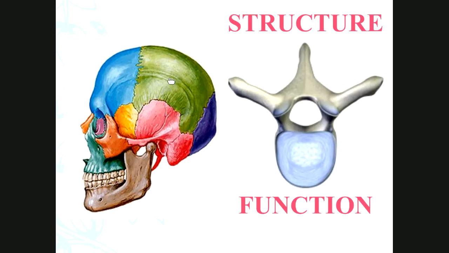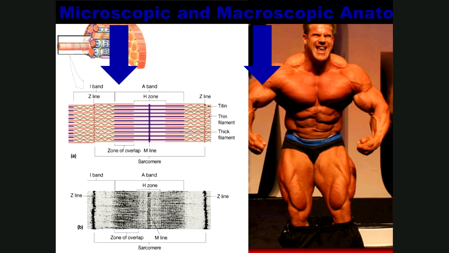You can see in this example, the skull sutures are designed in a very special way to protect the brain, while the vertebral body surrounds the spinal cord in the vertebral canal and also acts as a protective covering around it.